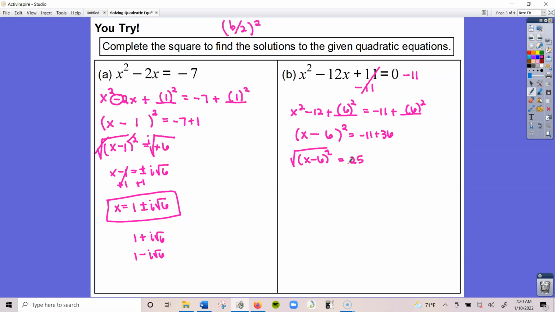Now we square root both sides. So x minus 6, because this will cancel with this, is going to equal plus or minus 5. Finally, we add the 6. So x equals 6 plus or minus 5, which will give me x equals 6 plus 5 and x equals 6 minus 5. So our two answers would be 11 and 1.